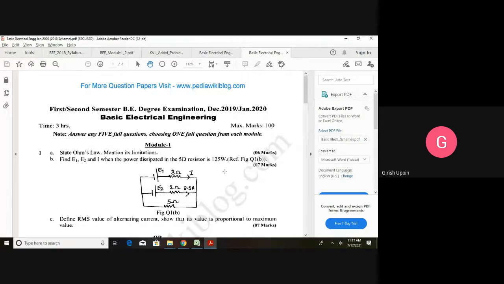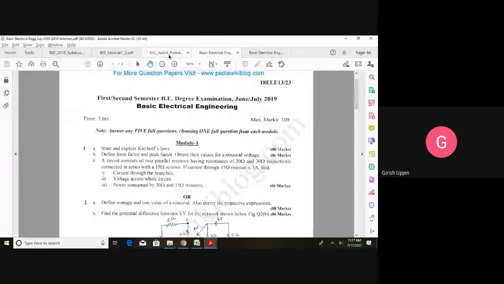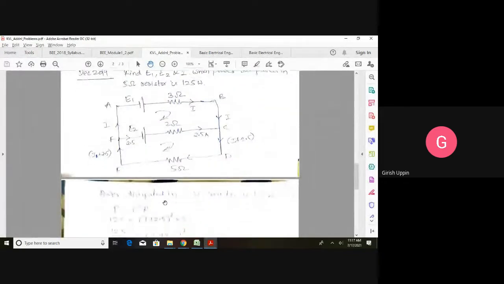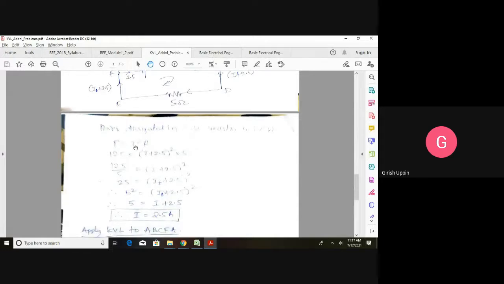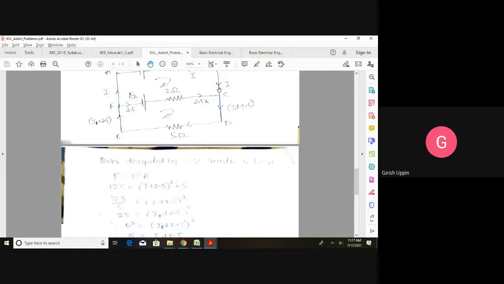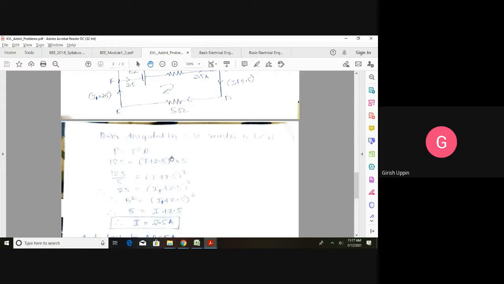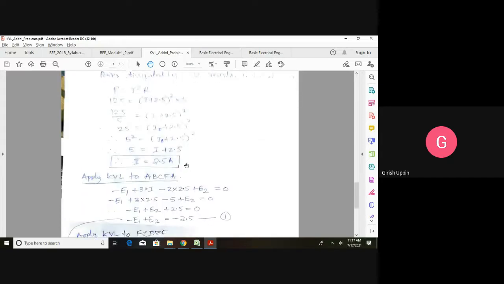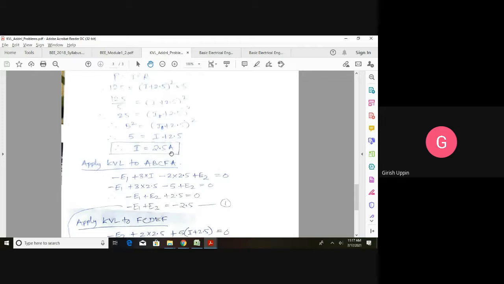Therefore we can use I squared R. P is equal to I squared R, that is (I plus 2.5) whole squared into 5 is equal to 125 watt. That is what has been done here; it is not scanned properly. P is 125 watt, and the current flowing here is I plus 2.5, squared, into 5. If you simplify that, we get I is equal to 2.5 amperes.